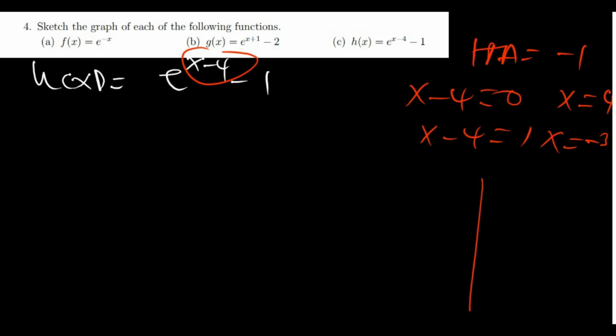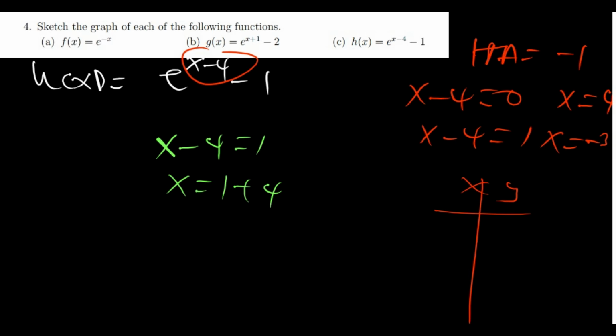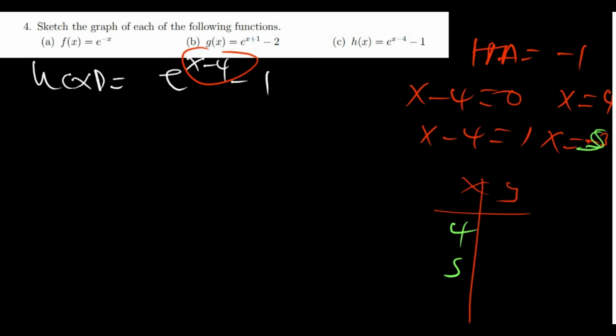Okay, so I'll have this x, y. So let's see, if x is 4 and x is 5, because we have x minus 4 is equal to 1, so it's going to be x plus this. So this has to be 5. So if x is 4 and x is 5, what will be the value of y? So I'm going to have e raised to the power, our x is 4, 4 minus 4 minus 1. So I'm going to have e raised to the power 0 minus 1.